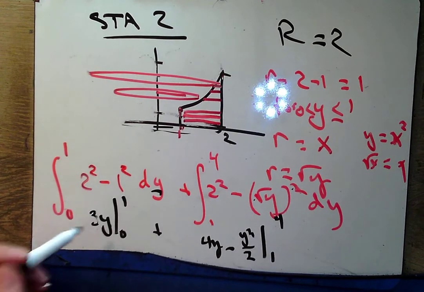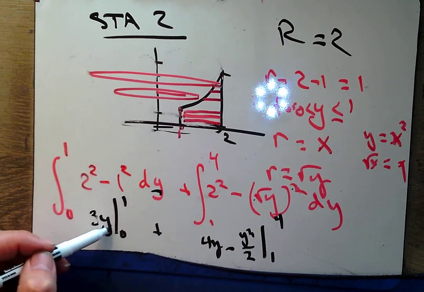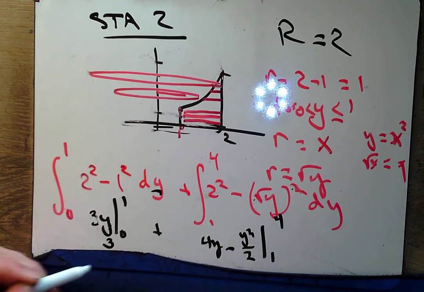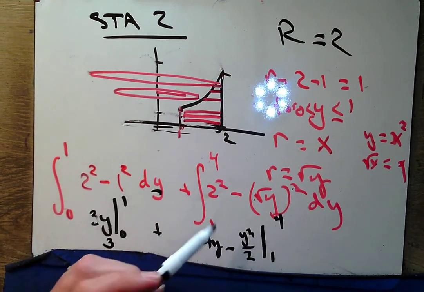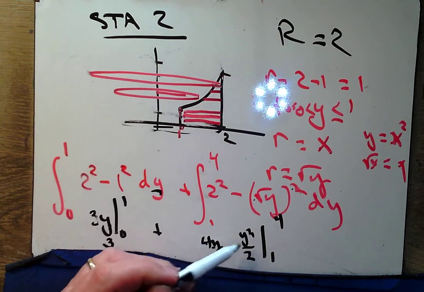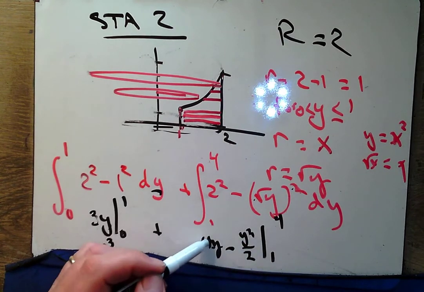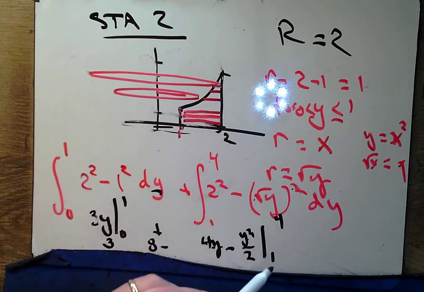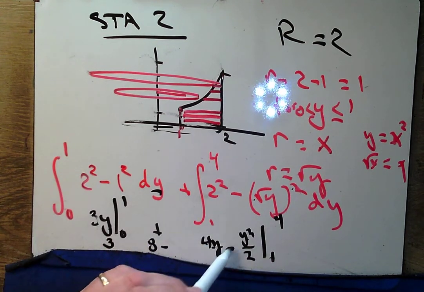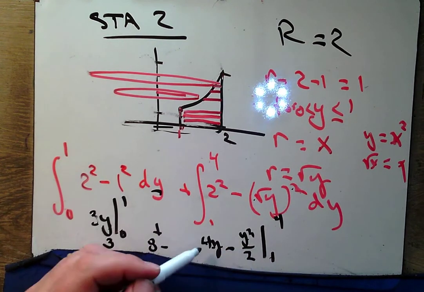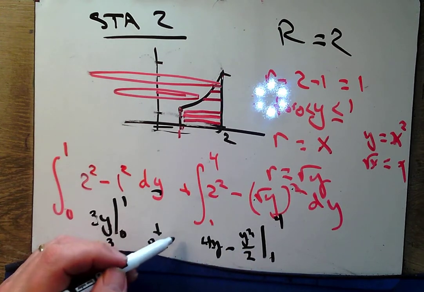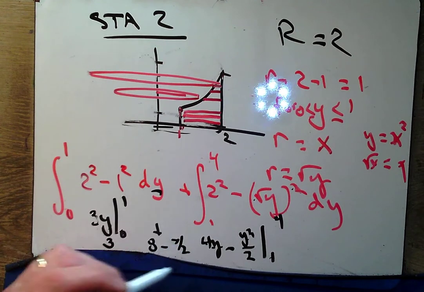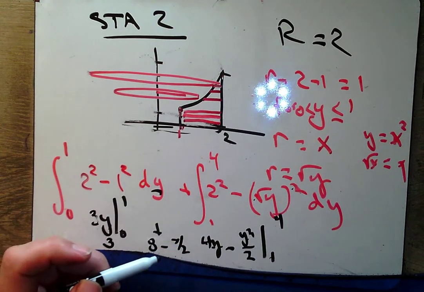So, let's evaluate. I plug in my 0, I get 0. I plug in my 1, I get 3. So this is going to be 3. And then over here, 4 times 4 is 16. 16 over 2 is 8. 16 minus 8 is 8. And if I plug in a 1, I get 4 minus 1 half, or 8 halves minus 1 half, which is 7 halves.